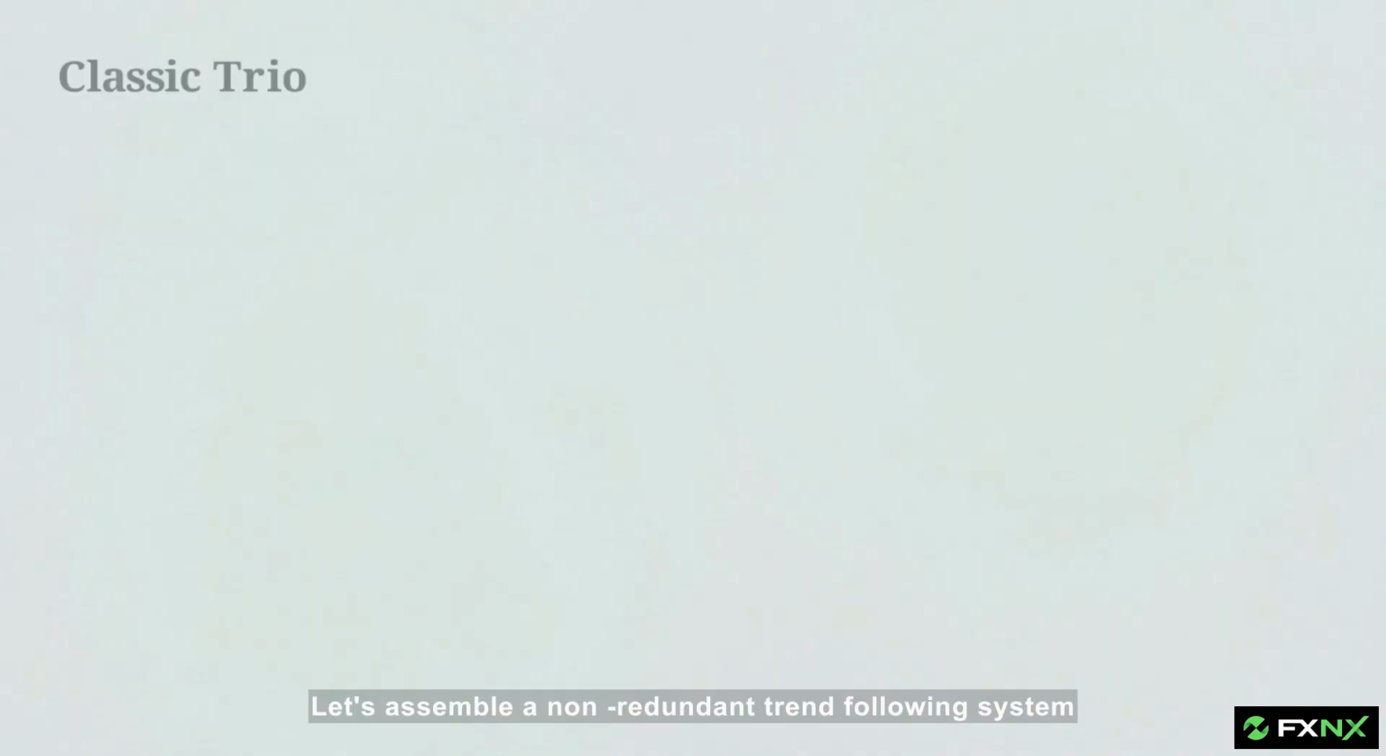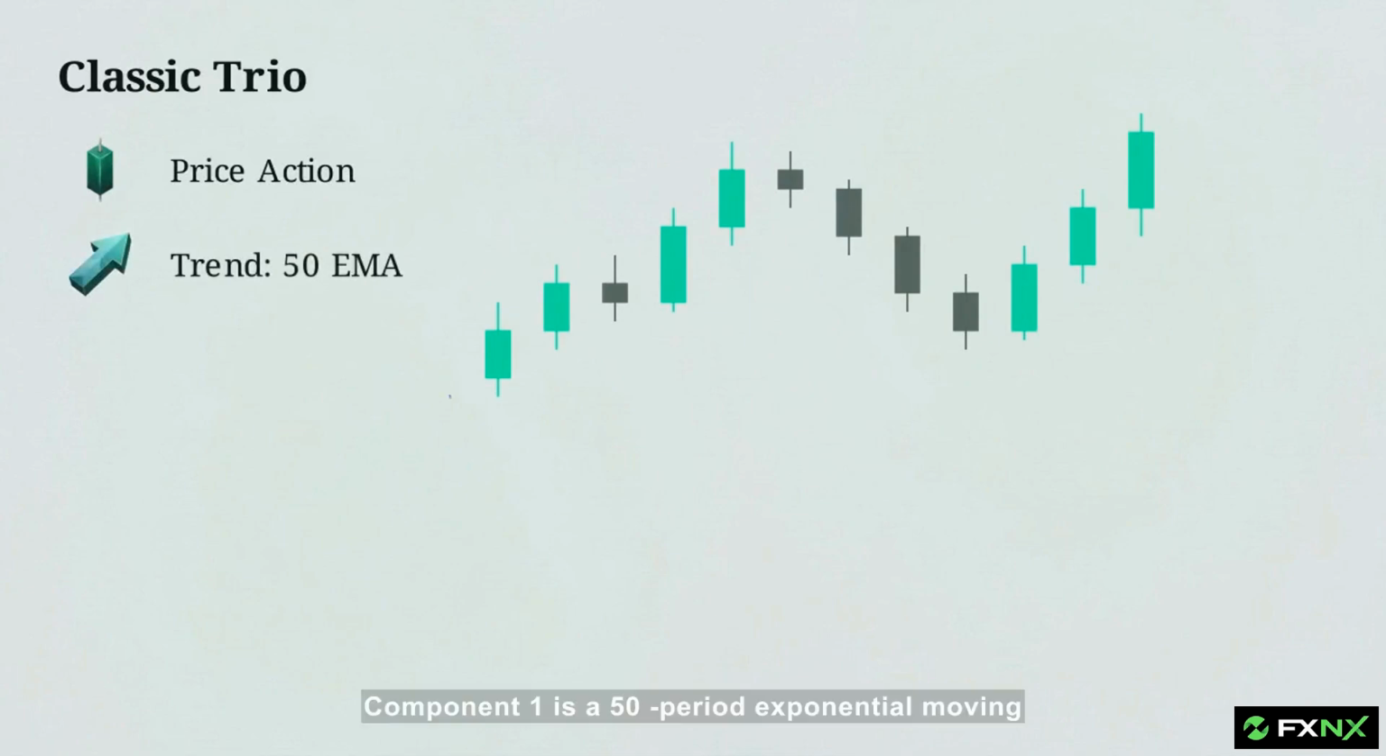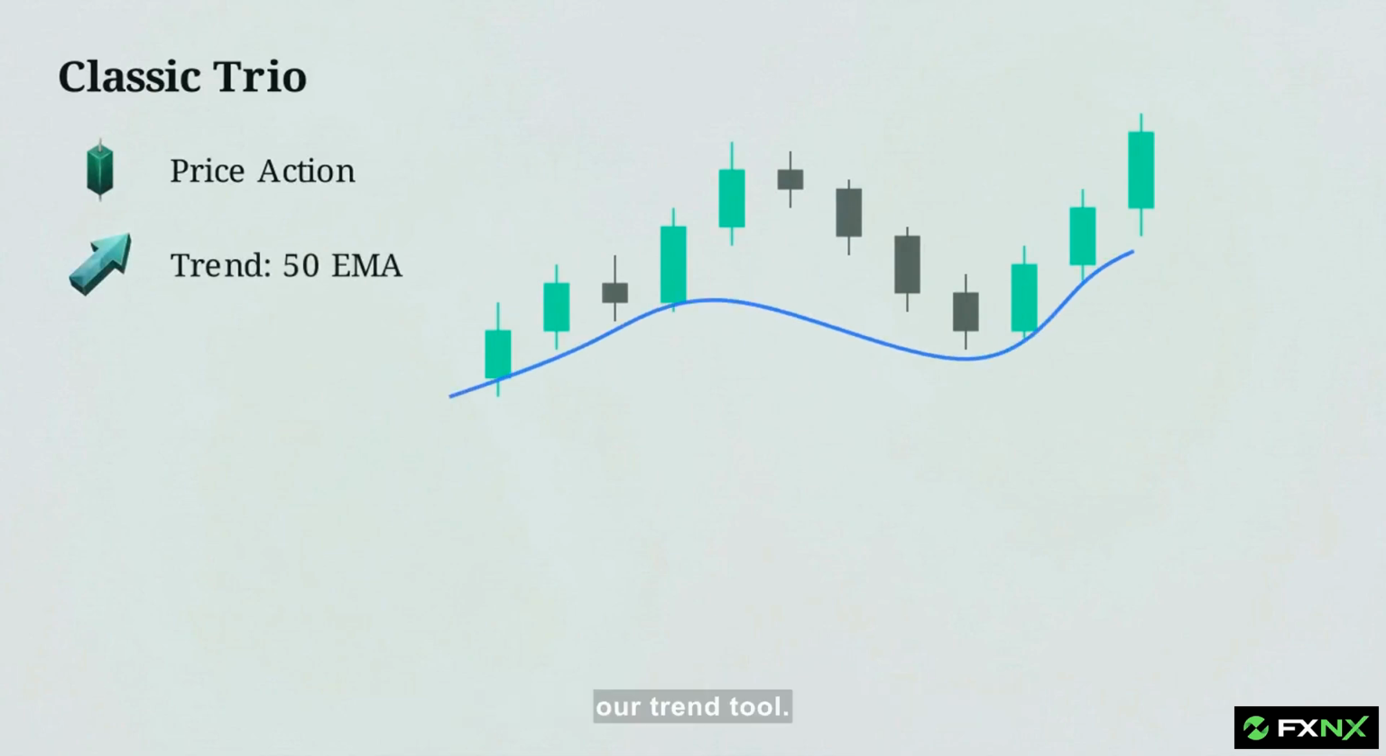Let's assemble a non-redundant trend-following system from scratch. This interface shows raw price action, and we are going to apply a classic trio of tools to decode it. Component 1 is a 50-period exponential moving average, our trend tool. It averages out recent price data to give us a clear medium-term direction. If the current price sits above this line, we strictly look to buy.